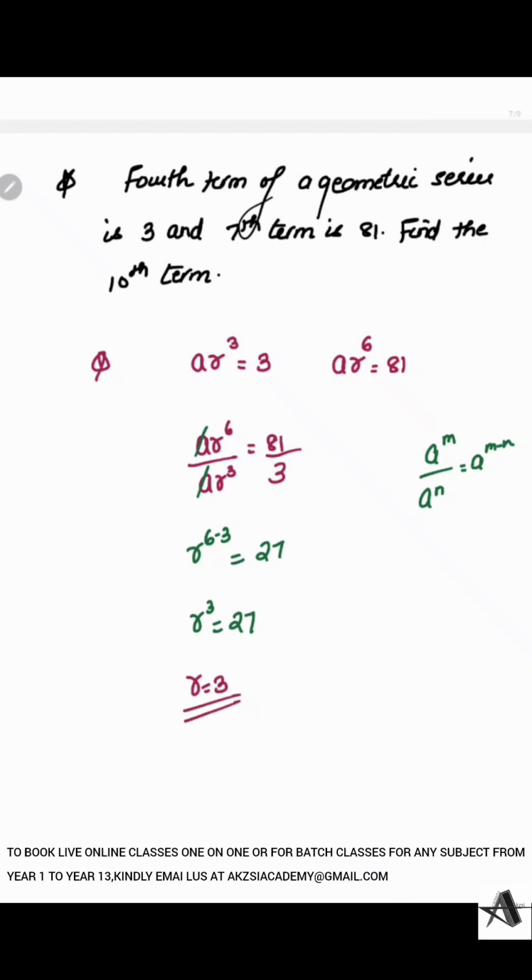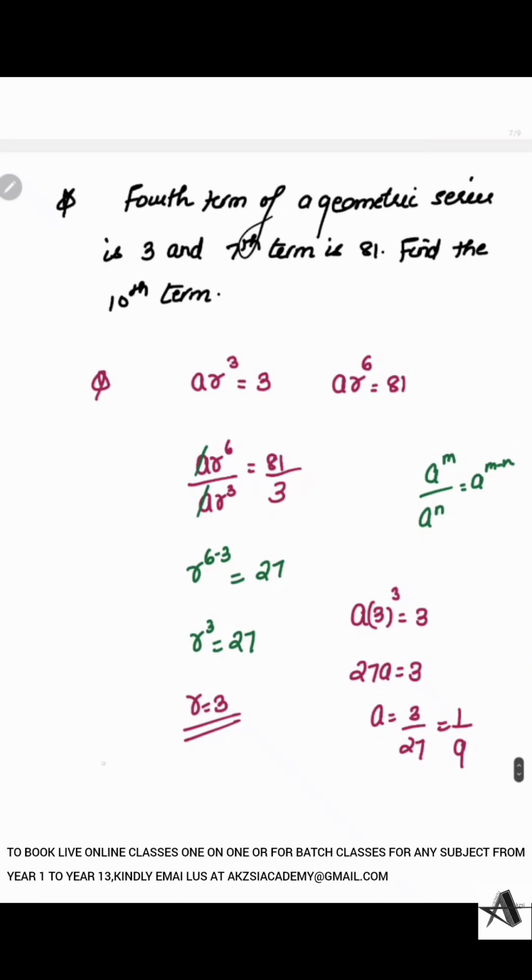Just put the value in either of the equations. Let me put it here. So ar to the power of 3 is equal to 3. So a and r is 3, 3 to the power of 3 is equal to 3. So this is 27. a times 27 is equal to 3, and a is equal to 3 over 27, which is 1 over 9. So finally a is 1 over 9 and r is equal to 3.